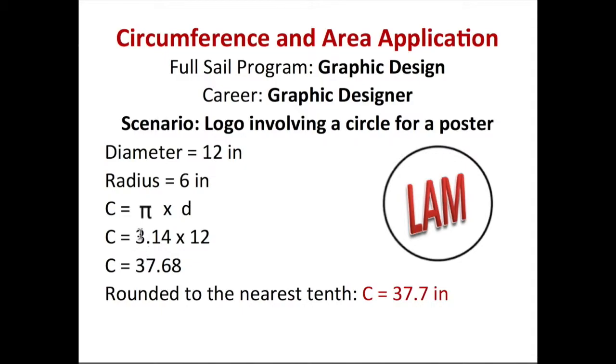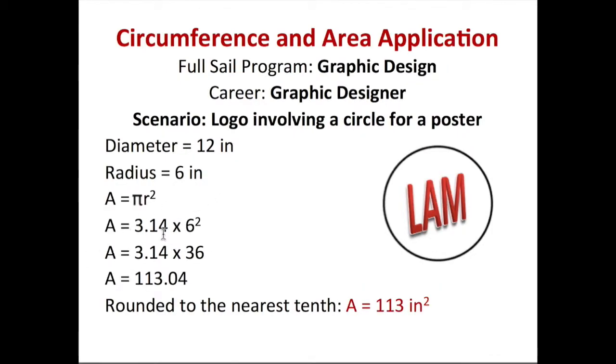So first I would measure the diameter, which I say I got 12 inches, and I would know the radius is 6 inches. So I would do pi times the diameter, which is 3.14 times 12, and that comes to C equals 37.68. And rounded to the nearest tenth, we get the circumference of 37.7 inches.